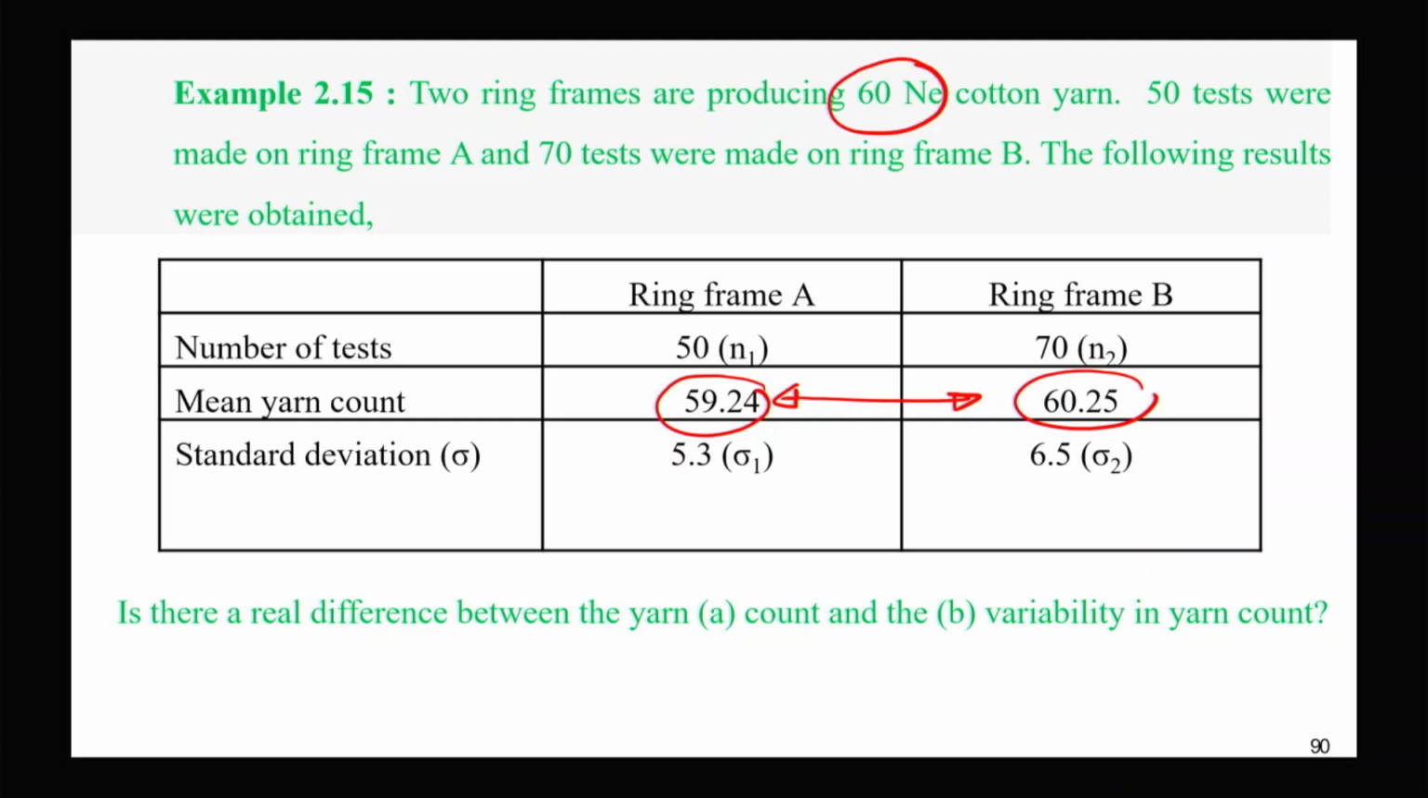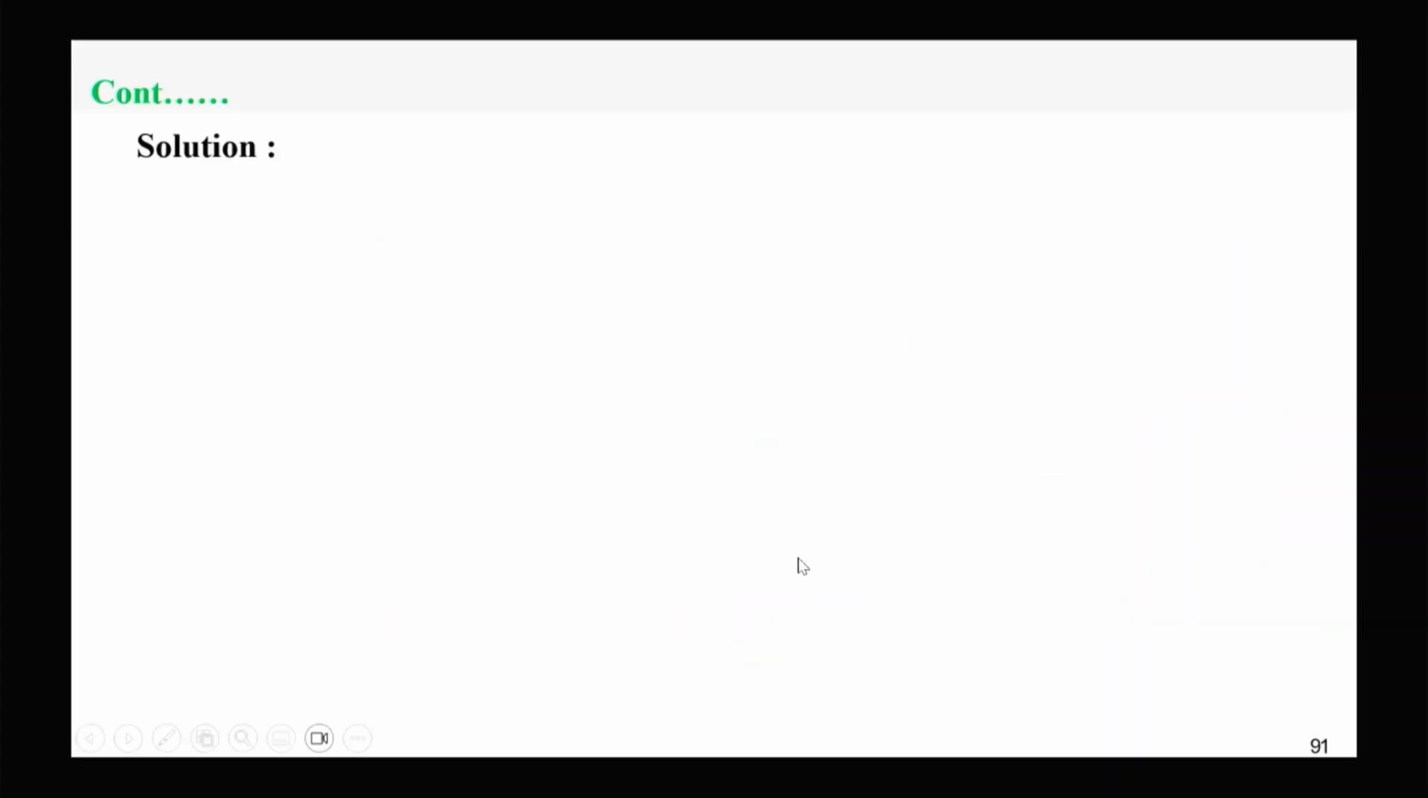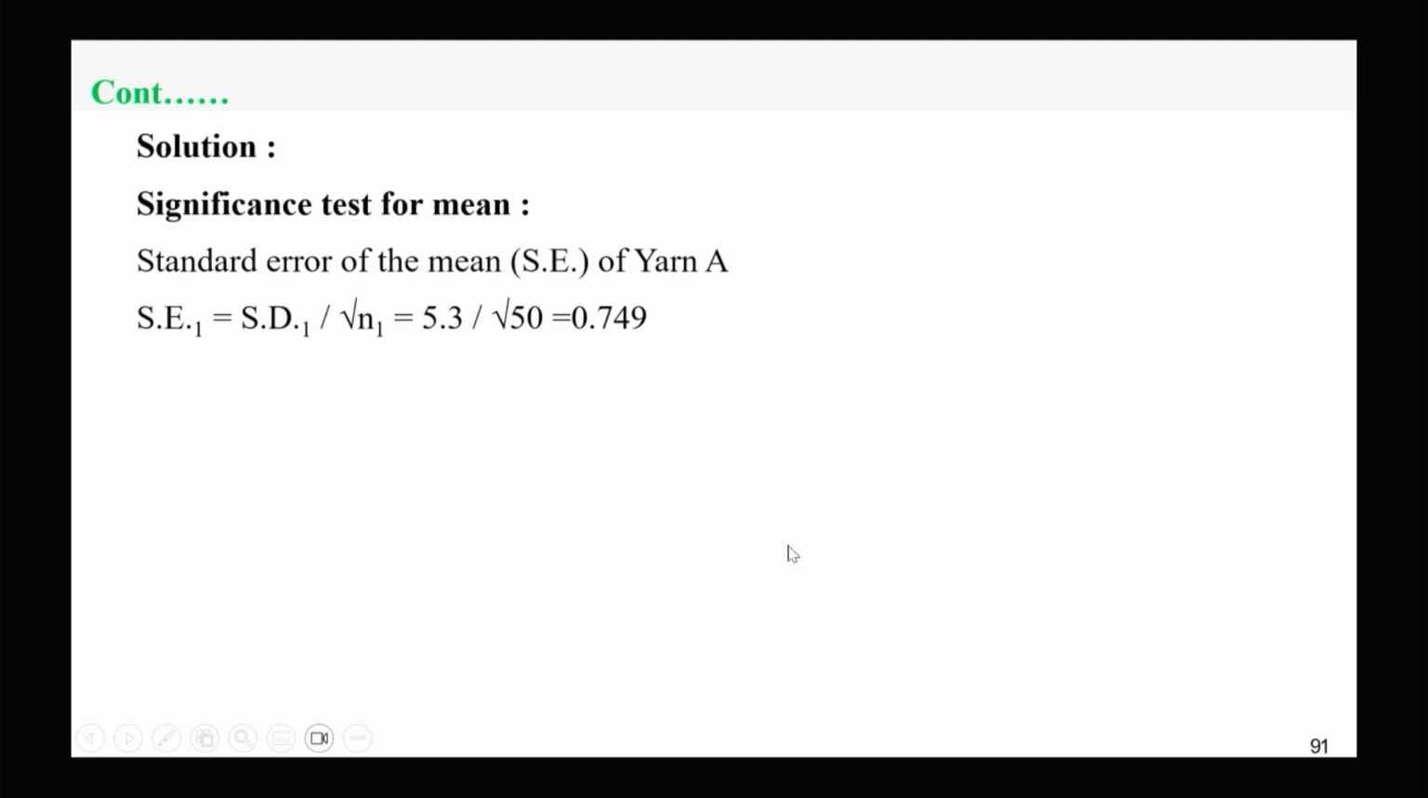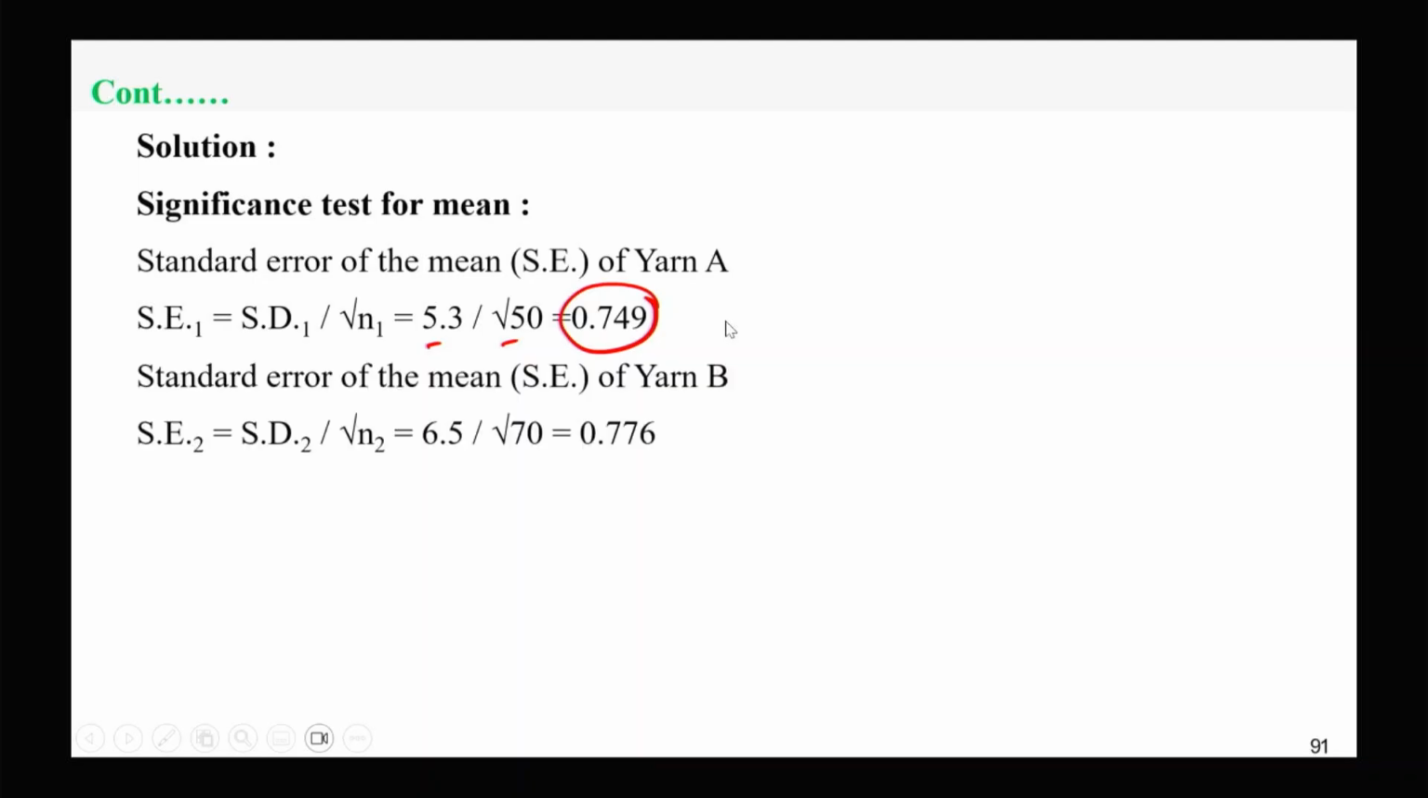So if we see for the count, here, the standard error of mean is 0.74. So 5.3 was there, and the standard error of mean for yarn B is 0.776.